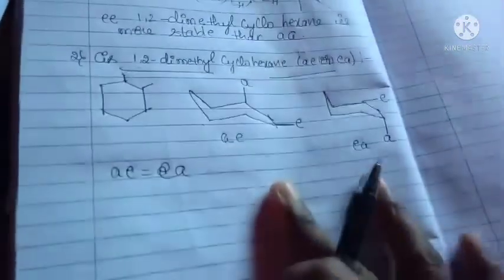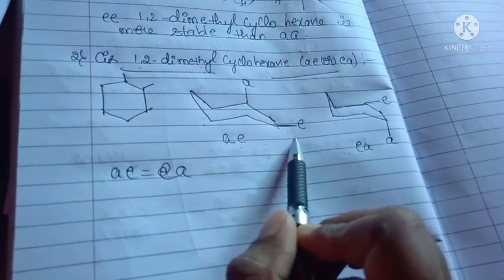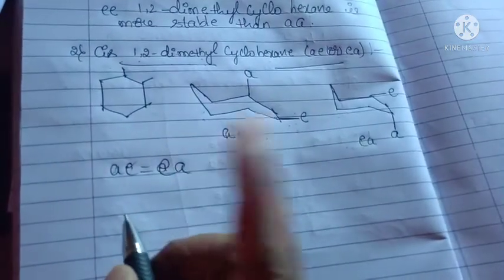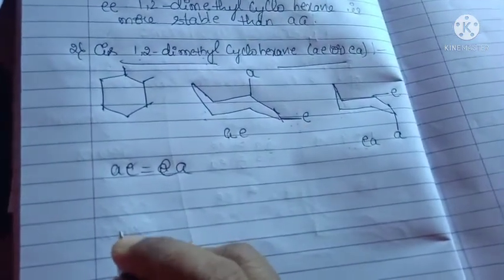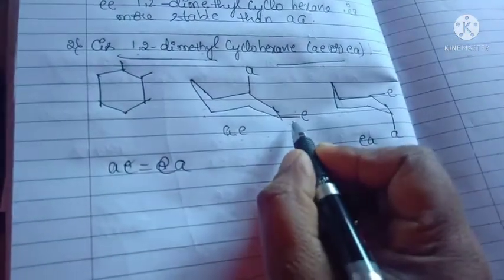Okay, in case, in the place of the same substituent group we can use a different substituent group also. If the two substituent groups attached are different, then which one is more stable depends on the substituent group.